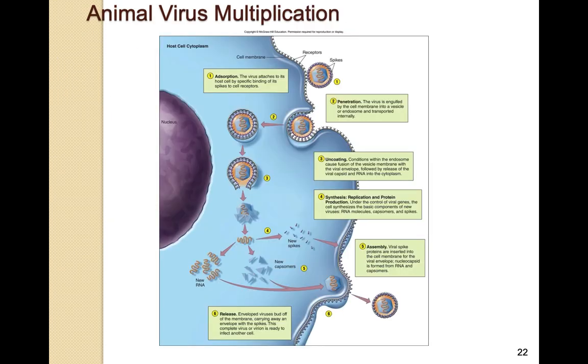So the very first step of viral replication is something called adsorption. You have a virus floating around in the environment. It's either going to be in the air or something that you drink, something that you eat.